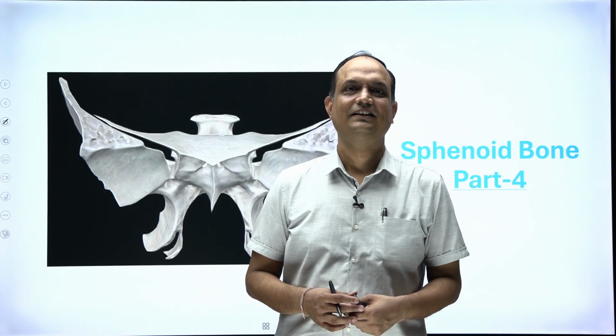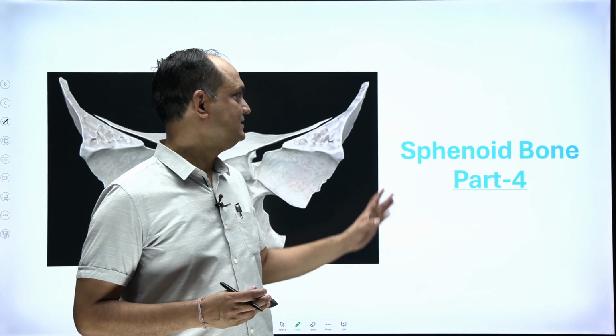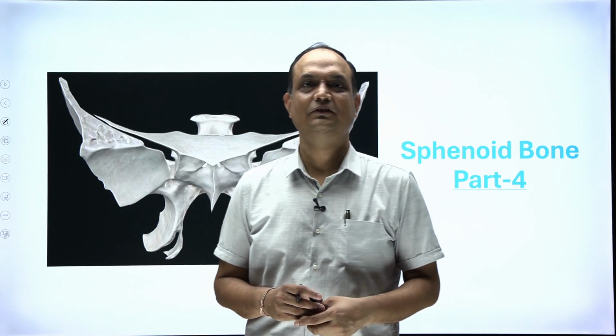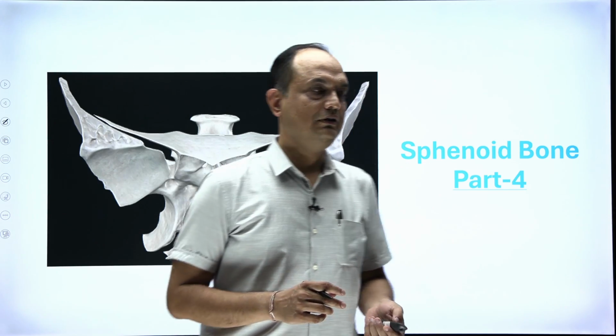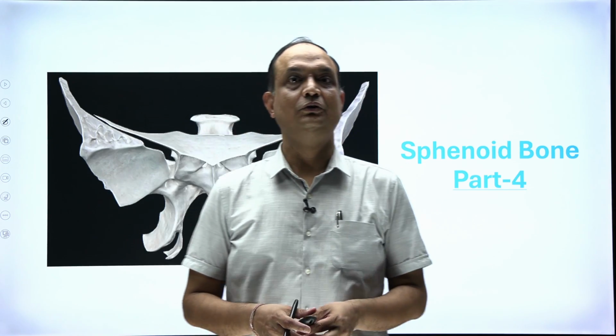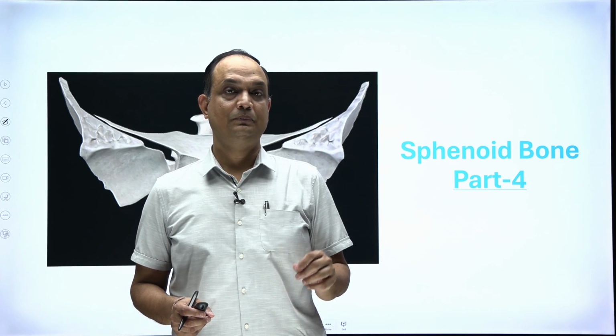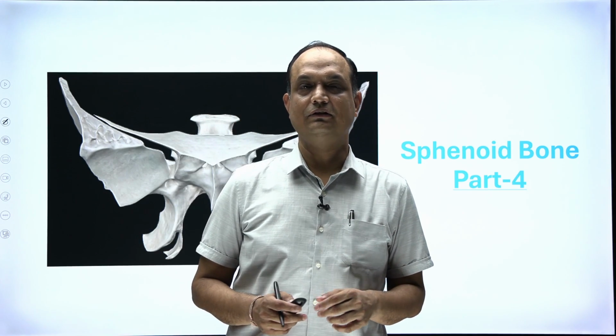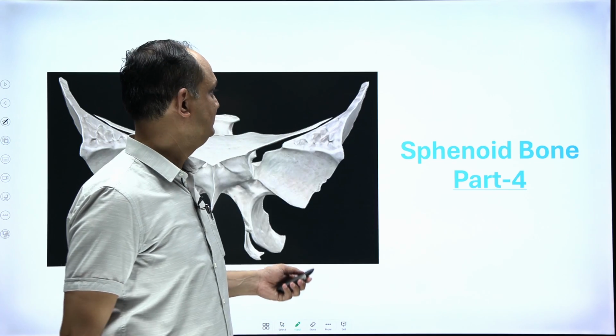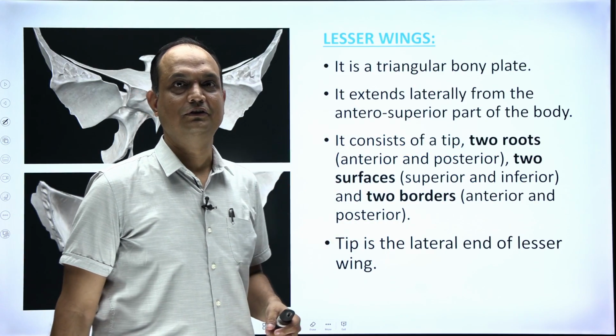Hello students. So today we will discuss the last part of the sphenoid bone, that is the fourth session. In today's session I will discuss two important remaining parts of the bone. One is the pterygoid processes and second is the lesser wing of the sphenoid. So let's discuss the lesser wing of the sphenoid first.